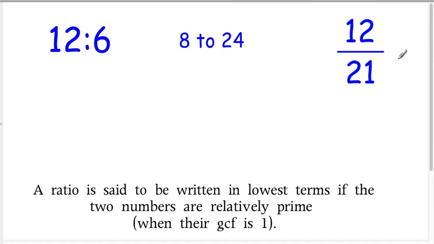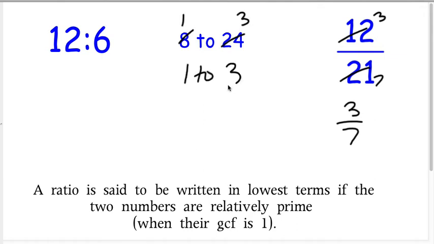12 and 21 share a factor of 3. 3 goes into 12 4 times and into 21 7 times. So this ratio simplifies down to 4/7. Now in this case we have an 8 to 24. 8 and 24 share a factor of 8. So it's a 1 to 3 ratio. And this last one, 6 and 12 share a factor of 6. So it's a 2:1 relationship.